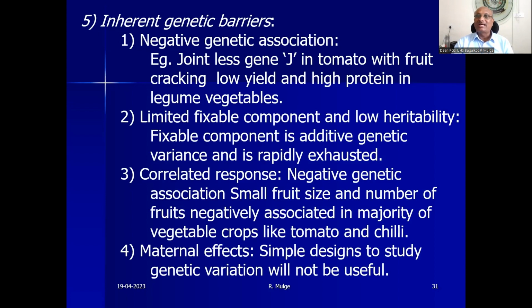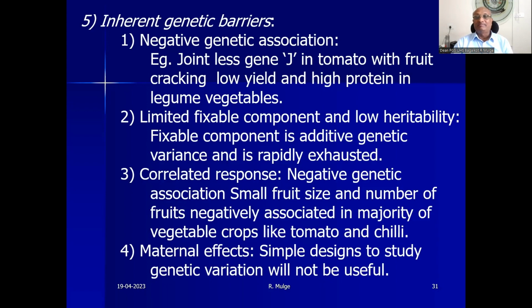So this negative association: you want to have the jointless gene plus the fruit free from cracking. But this negative association, you have to break it. You have to go for specialized designs, and that is going to take more resources. So that's going to be one of the drawbacks or inherent genetic barriers for the crop.